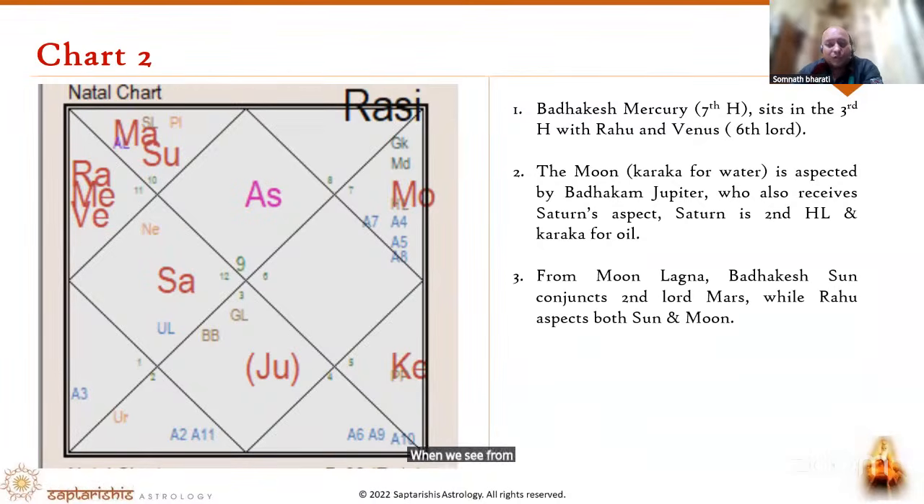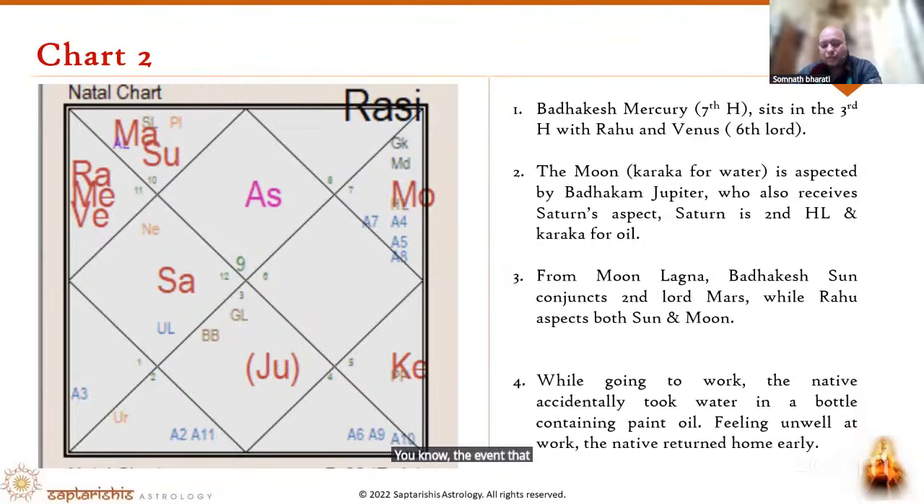When we see from the Moon Lagna, then Badhakesh Sun is conjunct with the second lord Mars, while Rahu aspects both Sun and the Moon. Now, the event that took place was that the native took a bottle mistakenly that had, in fact, at that moment some amount of paint oil, and she filled it up with water without realization while going to work. And after consuming that water, she fell sick at work and obviously had to return home in a state of emergency.